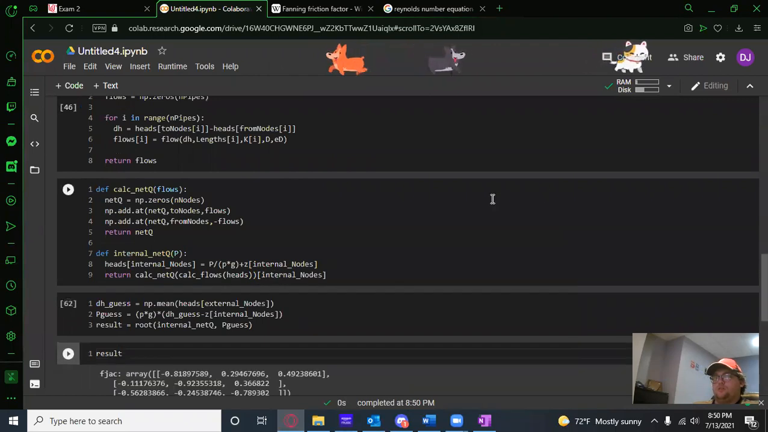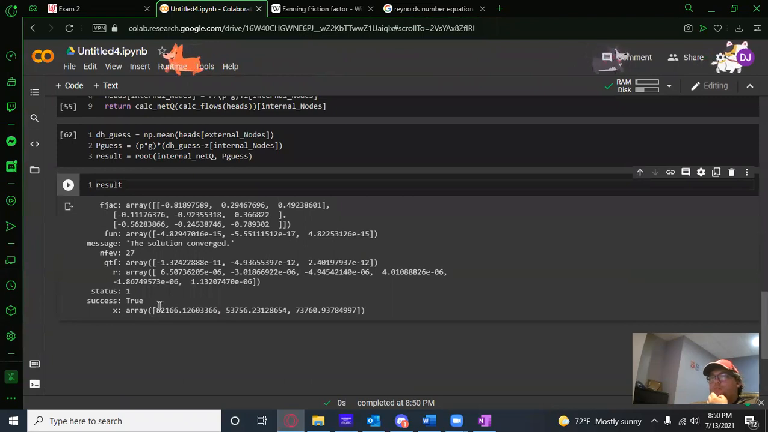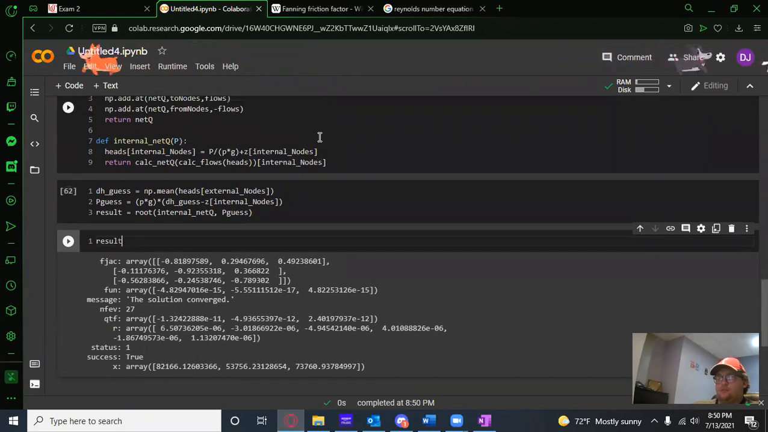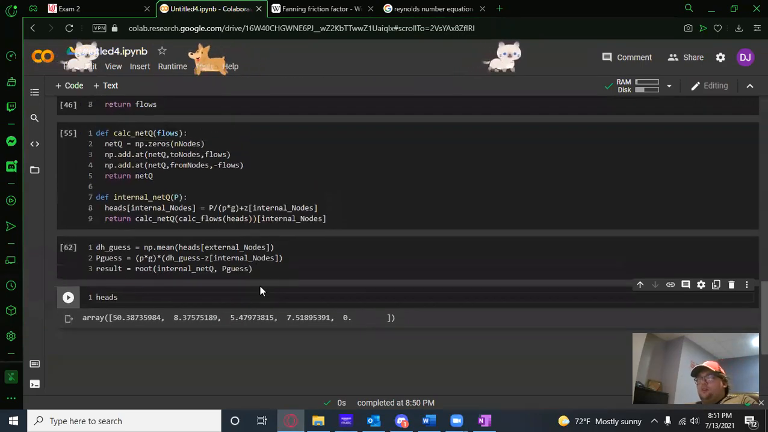All right, so if we do a result, you see all our pressures are stored in this X value, or this X array. So our pressure at node 1 is 82,166 pascals. At node 2, it is 53,756 pascals. And at node 3, it's 73,760 pascals. We take another look at our heads. We should notice, yep, all our head values are now updated to what they should be.